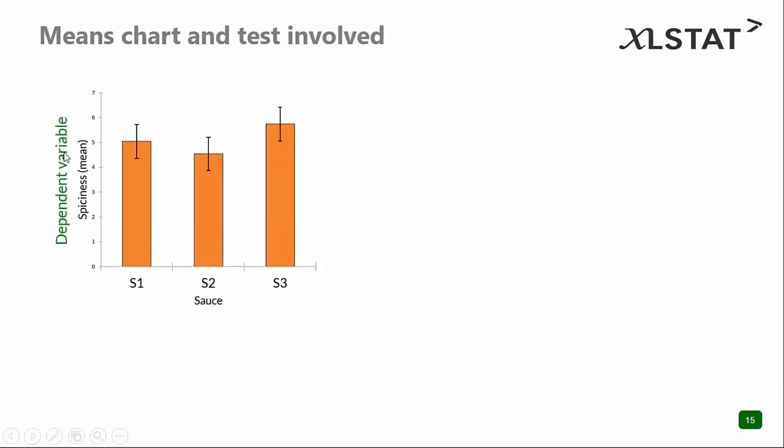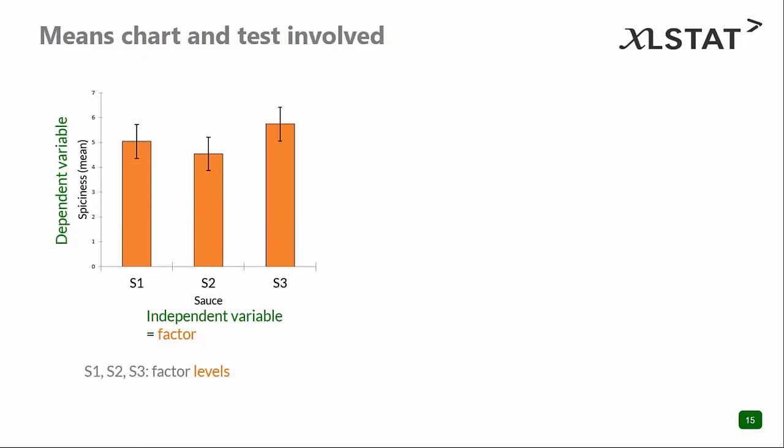So here I have my dependent variable, spiciness, and my independent variable, sauce, which can also be called a factor in ANOVA. The orange bars are the means, and the error bars are the variability of each sample. S1, S2, and S3 are factor levels. We are talking about statistical tests.